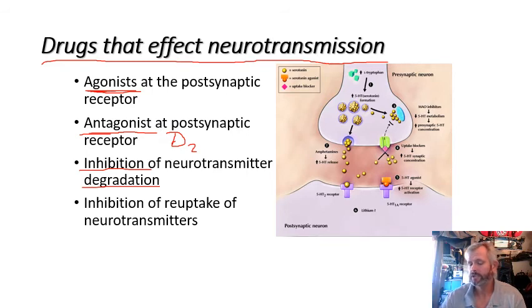Another way is to inhibit the degradation. If you remember our acetylcholine, how did we break down our acetylcholine? We broke down acetylcholine with acetylcholinesterase, that enzyme. If we were to block that enzyme, what would happen? We would have an increased amount of acetylcholine in the synapse, which means more signaling at the receptor. So inhibiting the degradation would actually increase the activity of that neurotransmitter in the brain or wherever it's operating.